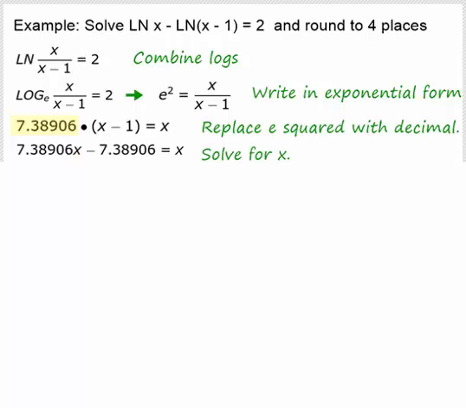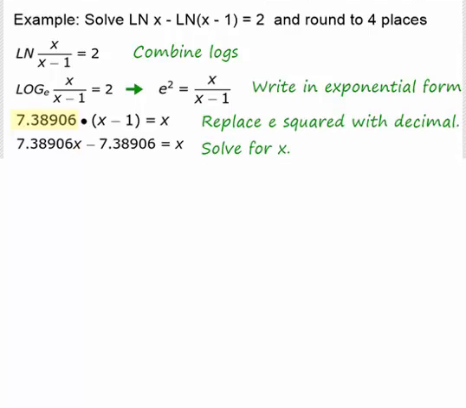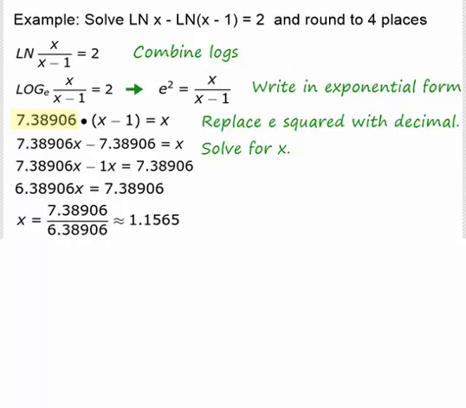And now we can solve for x. We use the distributive property, multiplying 7.38906 times x minus 7.38906 times 1 equals x. Then we want to get all x's on one side and the non-x terms on the other. So we subtract x from both sides and add 7.38906 to both sides. And this gives us 7.38906x minus 1x equals positive 7.38906.